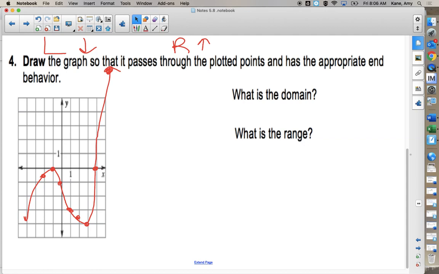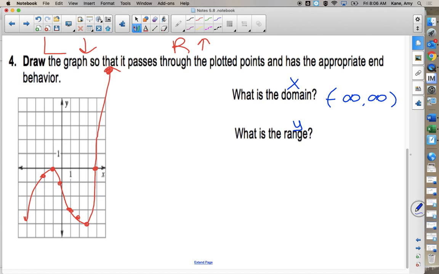The last thing, after we have it graphed and we've got the end behavior, is to ask for the domain and the range. Remember, domain is x and the range is y. So looking at the graph, how far does it stretch left and right? How far does it stretch up and down? So Ava, left and right, how far does it stretch? Yeah, negative infinity to positive infinity.